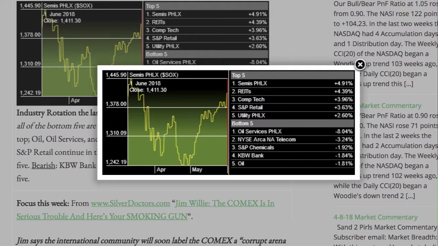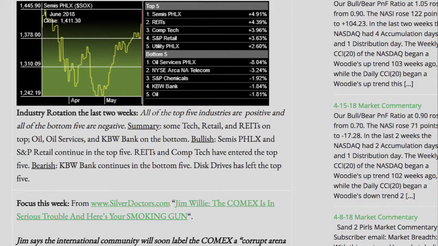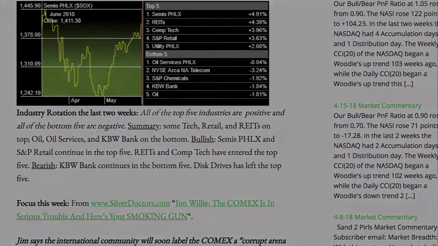Industry rotation, the last 2 weeks. All of the top 5 industries are positive, and all of the bottom 5 are negative. Summary: some tech, retail, and REITs on top. Oil, oil services, and KBW Bank on the bottom. Bullish: semis and S&P retail continue in the top 5. REITs and comp tech have entered the top 5. Bearish: KBW Bank continues in the bottom 5. Disk drives has left the top 5.